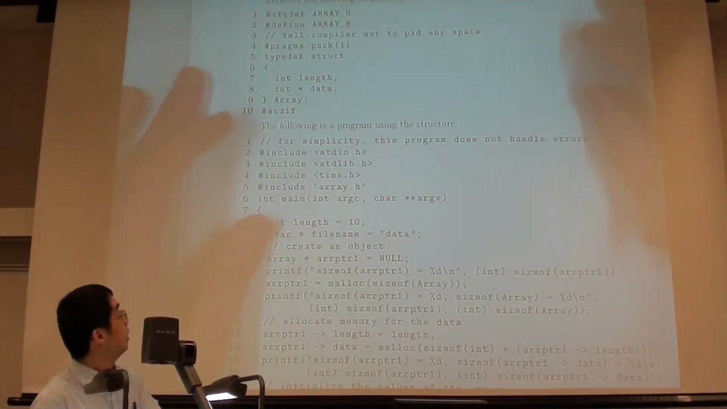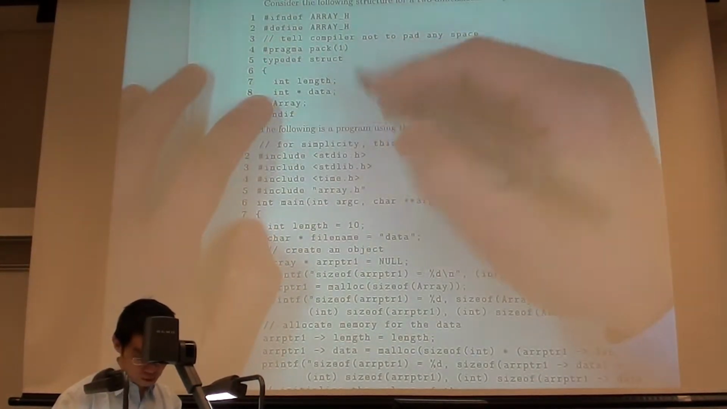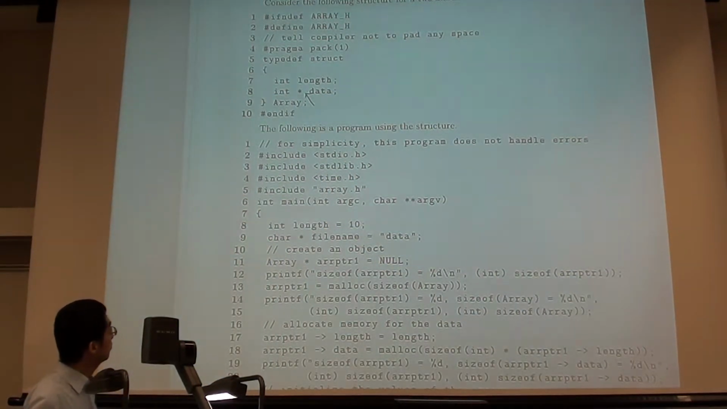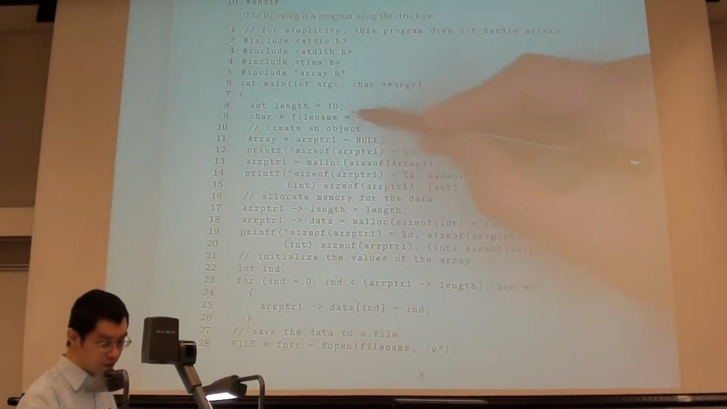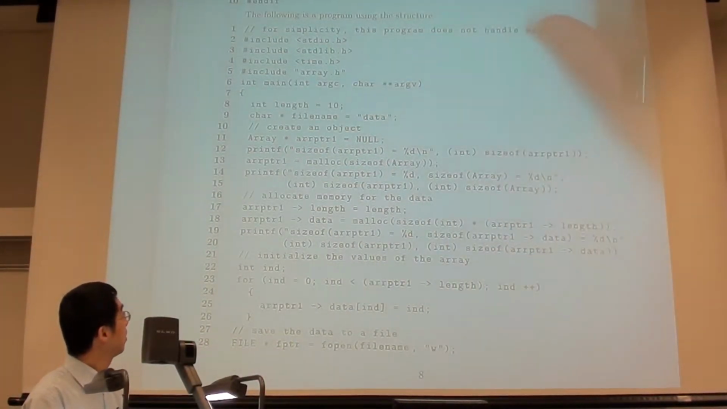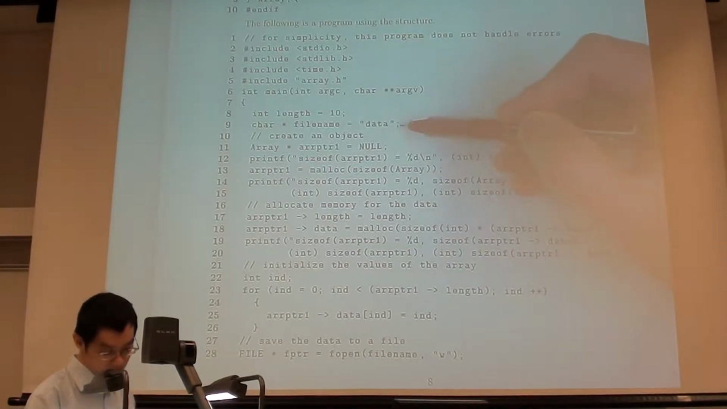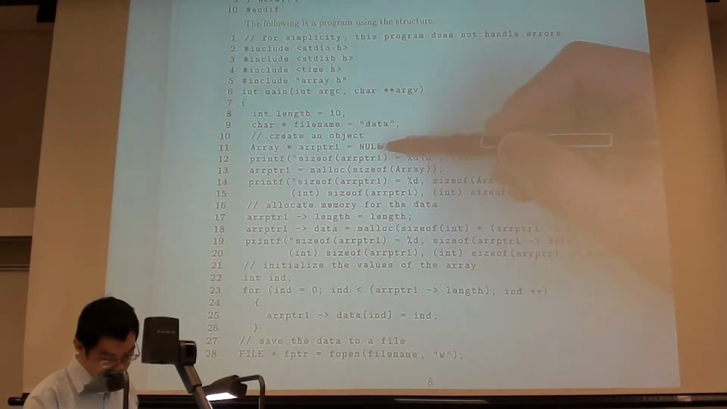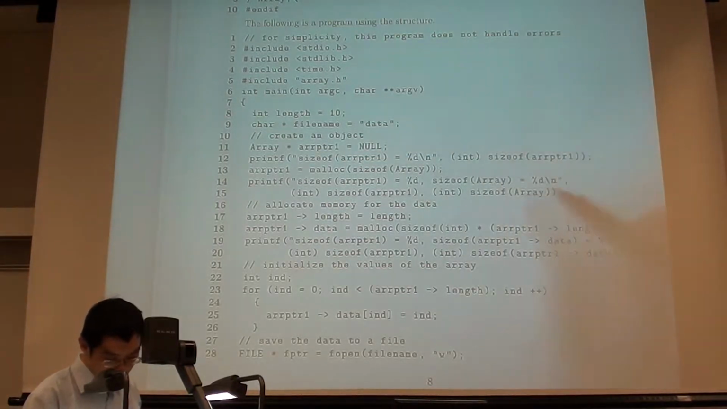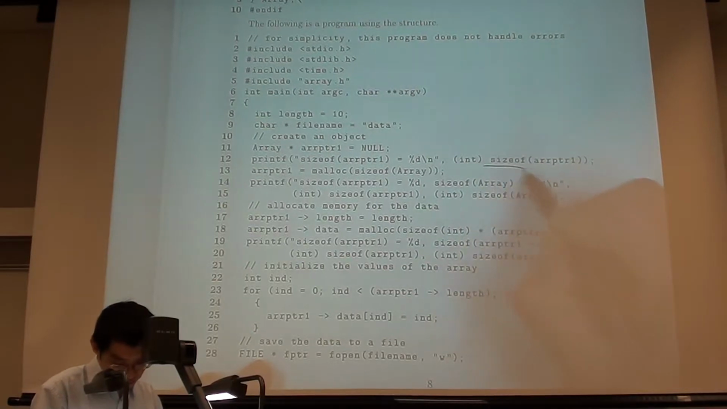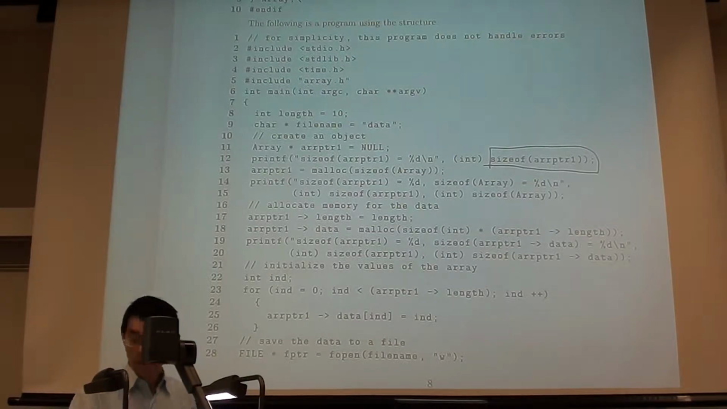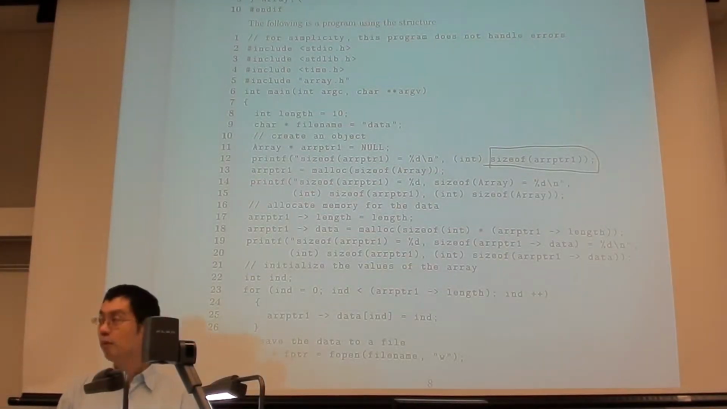So this is a structure with an integer and data. This is a pointer because there's an asterisk there. We specify the length is equal to 10, and we specify the file name as data. Then we create a pointer. We first ask you, what's the size of this? It's a pointer, right? This is a pointer.